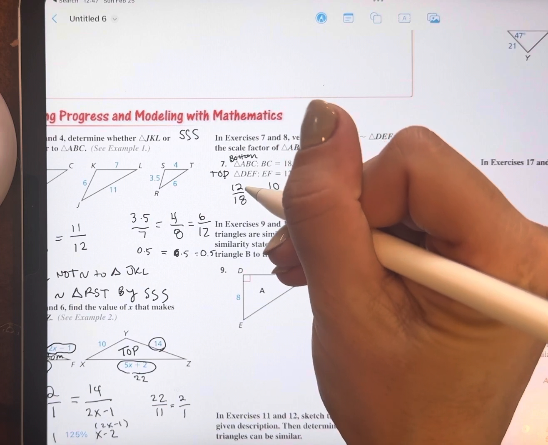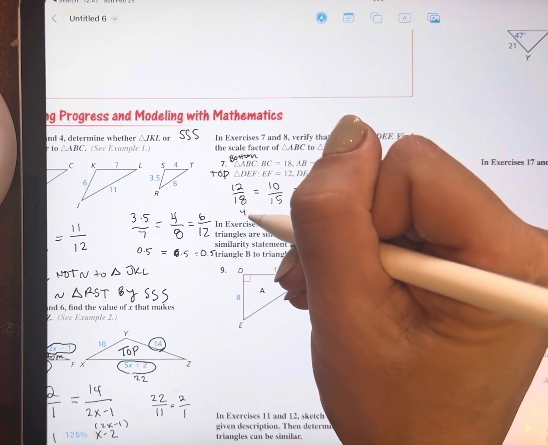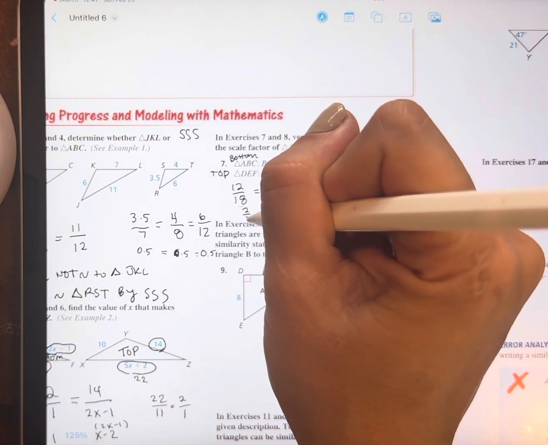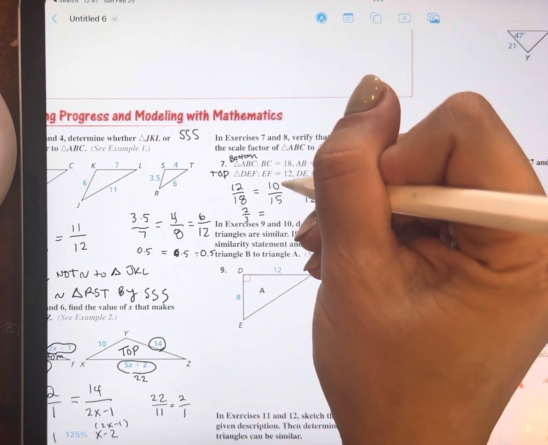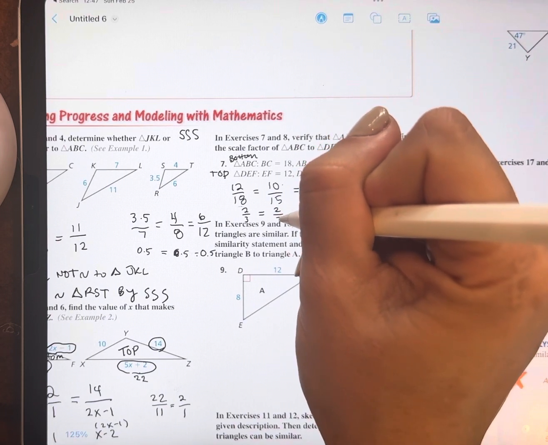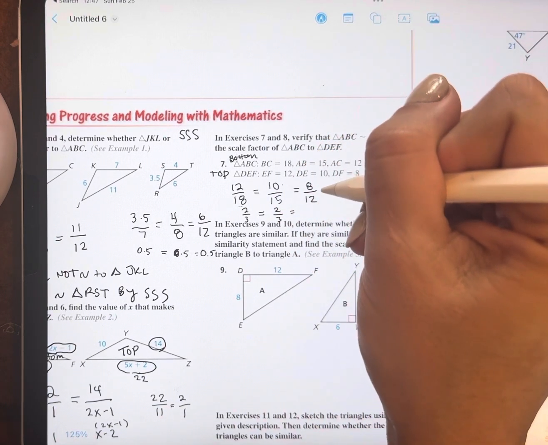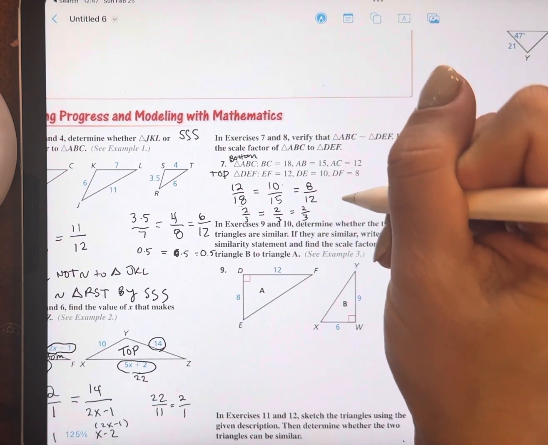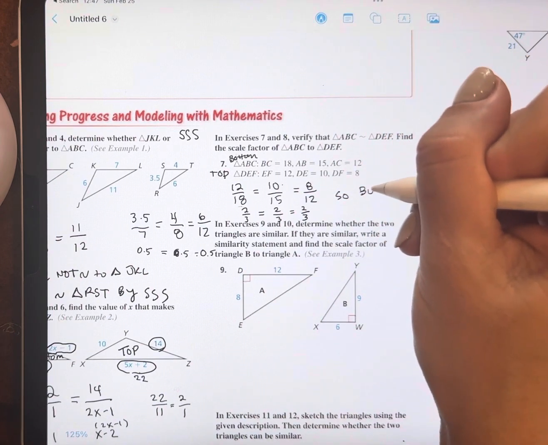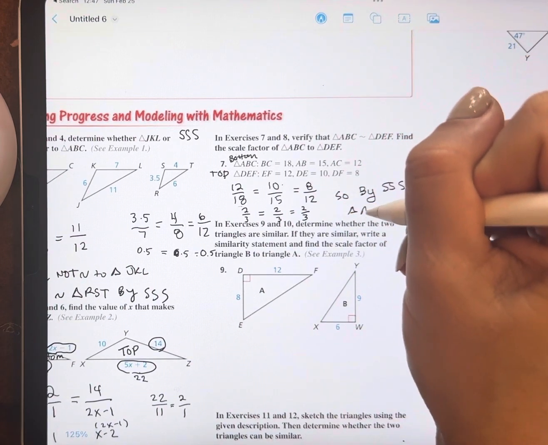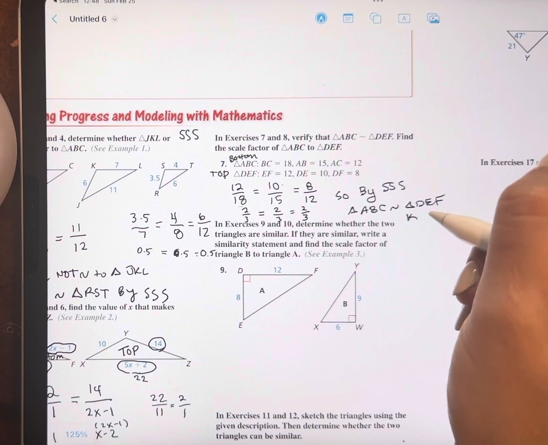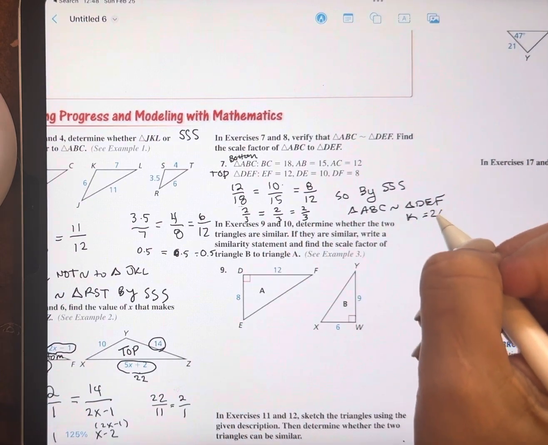So here I'm going to divide top and bottom by 3. Oh no, why 3? I should have gone with 6. I'm going to divide top and bottom by 6. I'm going to get 2 over 3. Here I'm going to divide top and bottom by 5. I get 2 over 3. And here I'll divide top and bottom by 4, and I will get 2 over 3. All three ratios match. So, by SSS, triangle ABC is similar to triangle DEF, and then the scale factor is this ratio, 2 to 3.